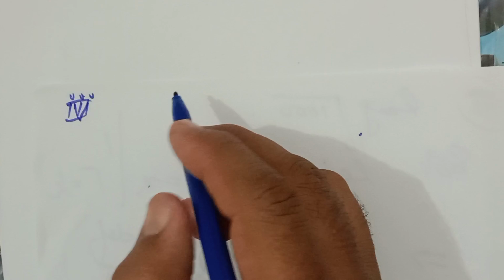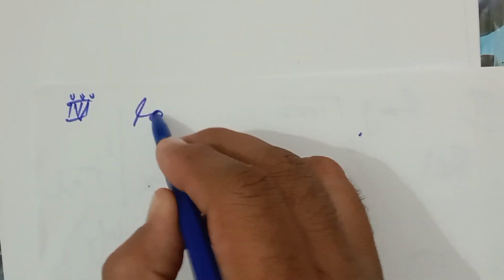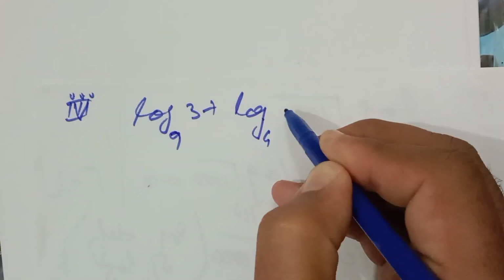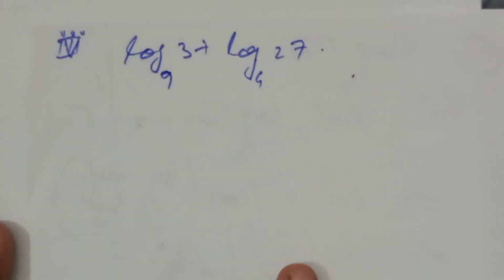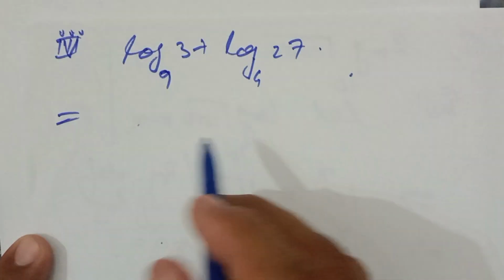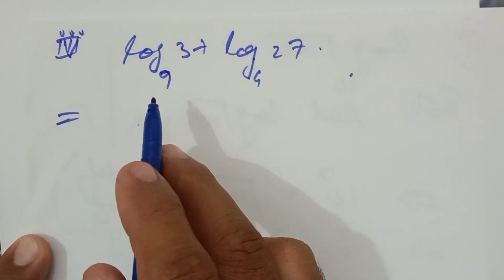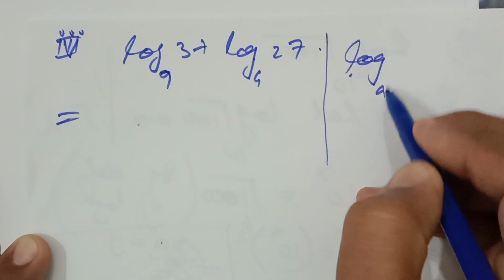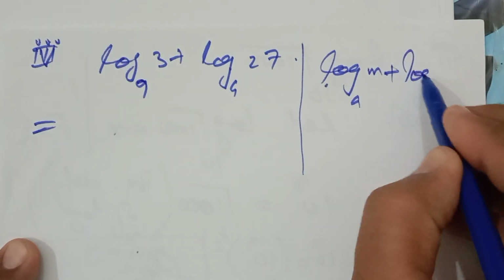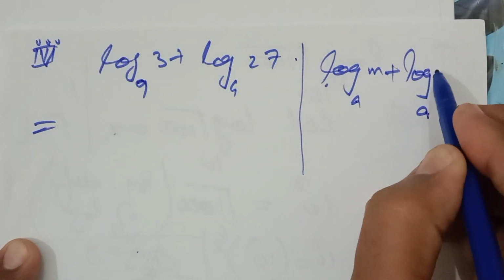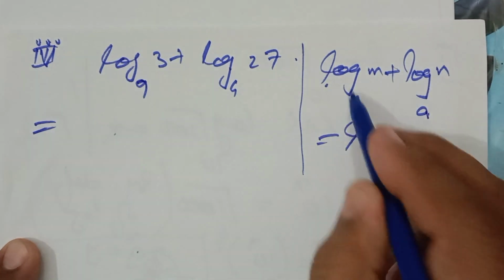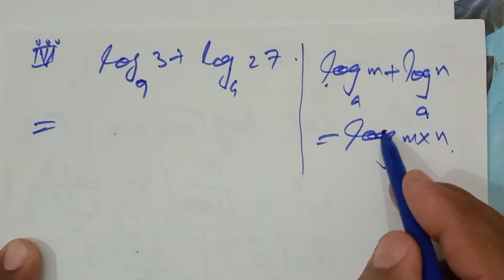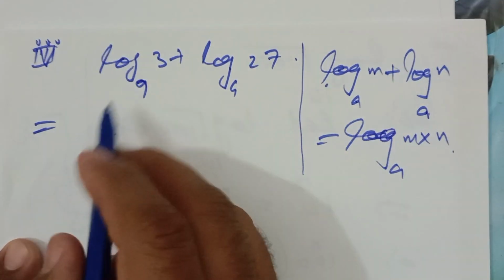Here is the fourth one: log with base 9 of 3 plus log with base 9 of 27. By definition of log, if there is a sum between two logarithmic values, we can change it to its product. Log with base a of m plus log with the same base a of n, then we can write log with base a of m multiplied by n. This was the proof of the first rule of logarithm.